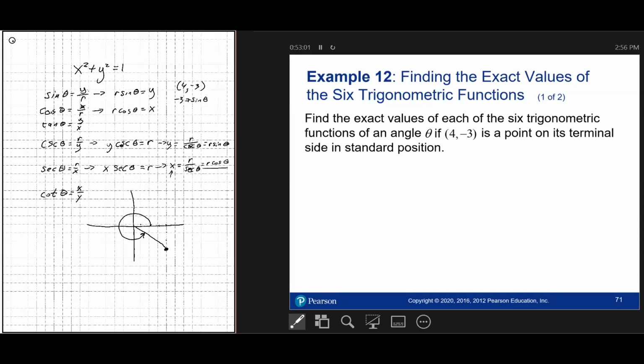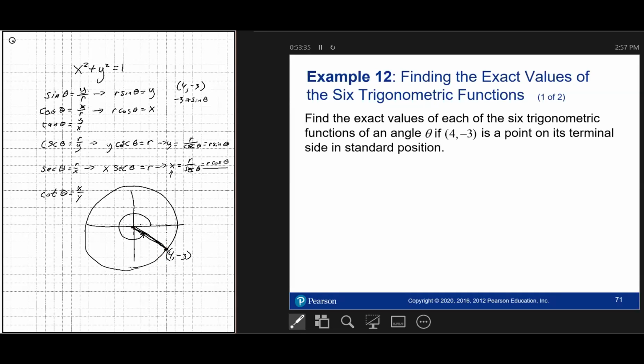Does that make sense? So we have a circle that goes through like this, centered here, and this point is on that circle. Well, this point is 4, -3. What's the distance from here to the origin? That'll give us the radius. The length of the radius is the distance from 0, 0 to 4, -3.